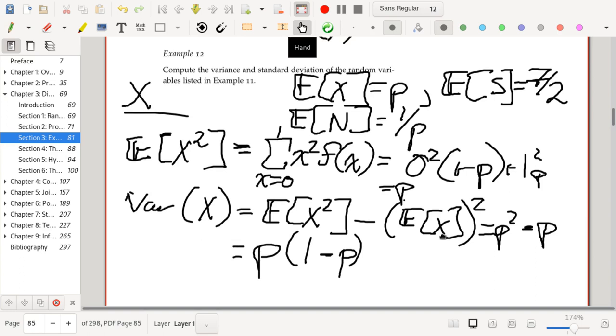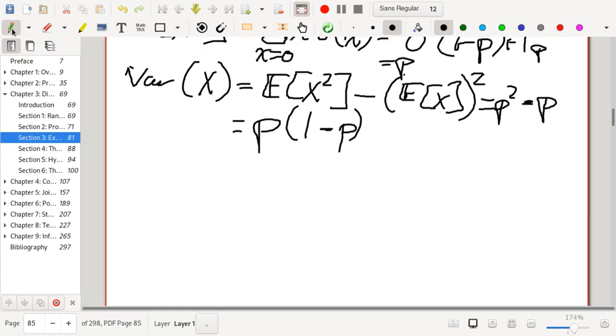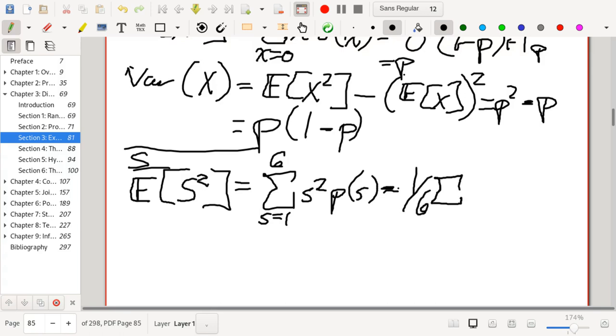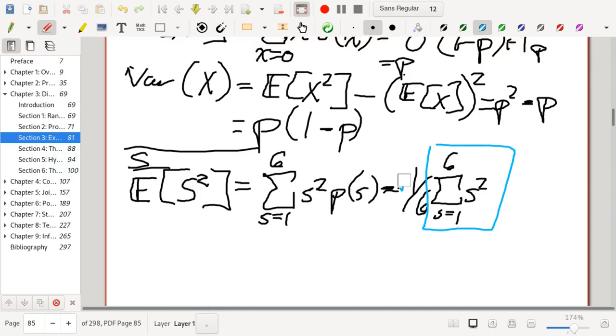All right, next example, in the case of s. So the expected value of s squared is going to be the sum from s equals 1 to 6 of s squared times the probability mass function at s, which is 1 over 6 times the sum from s equals 1 to 6 of s squared. You might not have seen a formula for the sum of squares in your previous algebra classes. Maybe you saw that, maybe you didn't. But there is, in fact, a formula for that, which I'm going to have to look up.